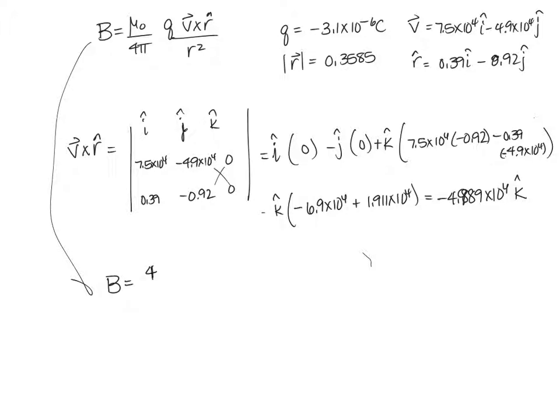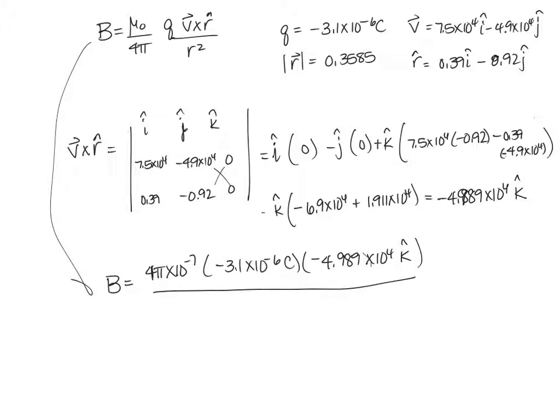Mu naught is 4 pi times 10 to the minus 7. Q is minus 3.1 times 10 to the minus 6 coulombs. My v cross r hat was minus 4.989 times 10 to the 4 in the k direction. Then divided by 4 pi, and then r squared is 0.3585 squared. So my answer here is minus 1.2 times 10 to the minus 7 teslas. That's in the k direction. Bx and By are 0.